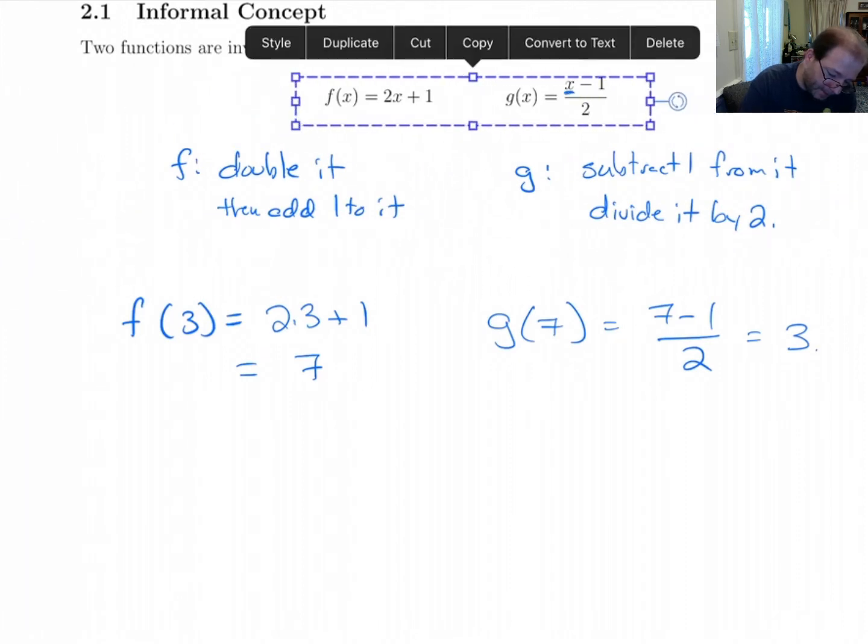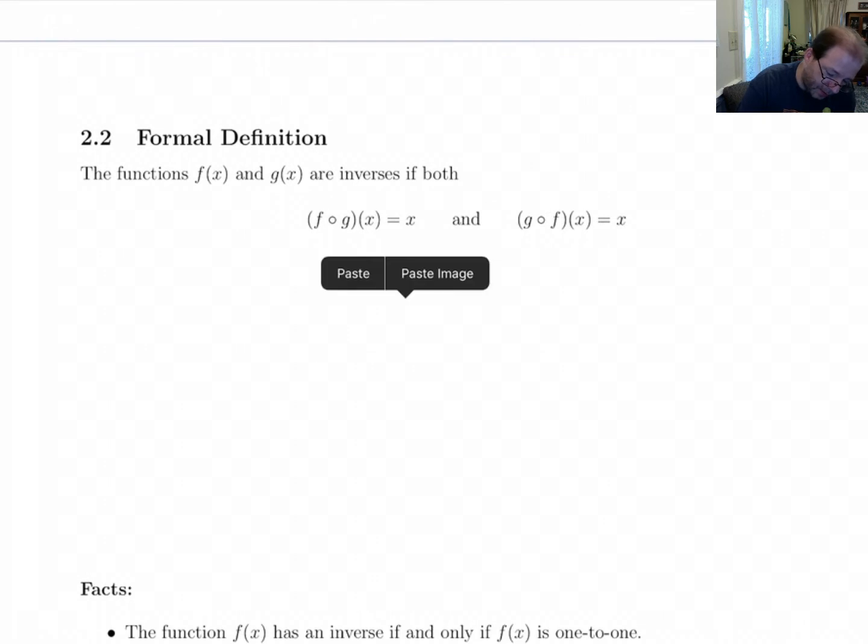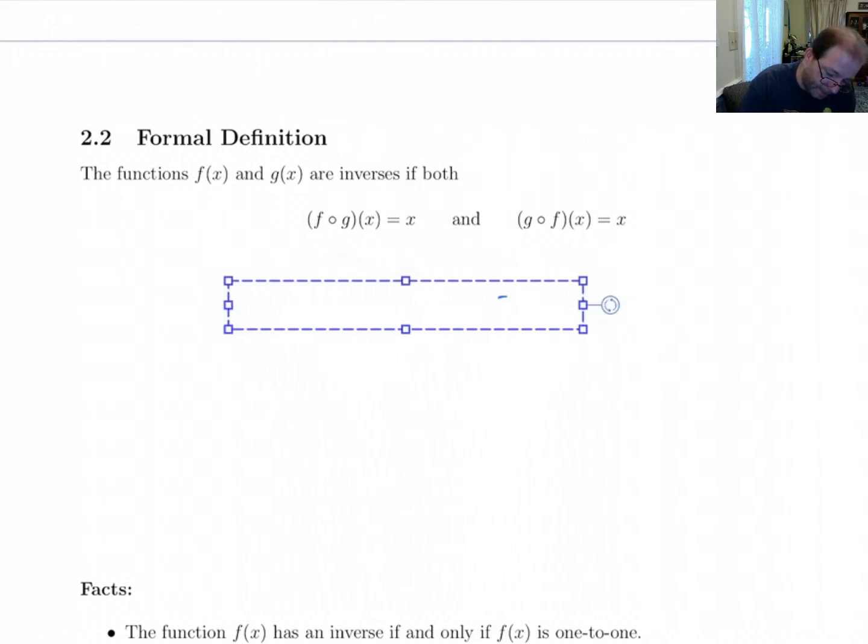Oh wait, I've got to copy that. Then I'll come down here and paste. All right, let's try that one more time.